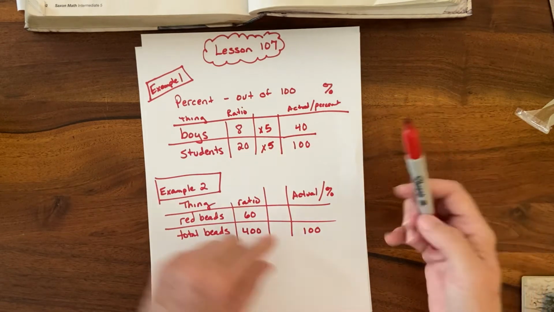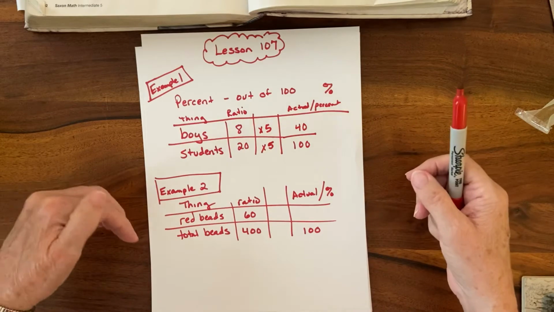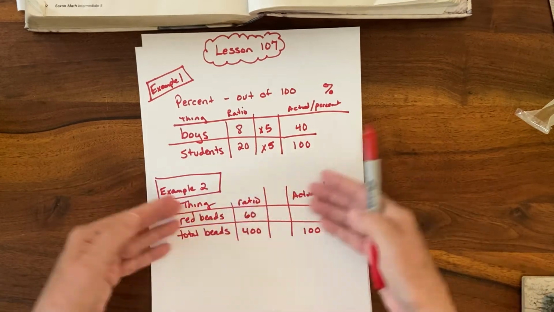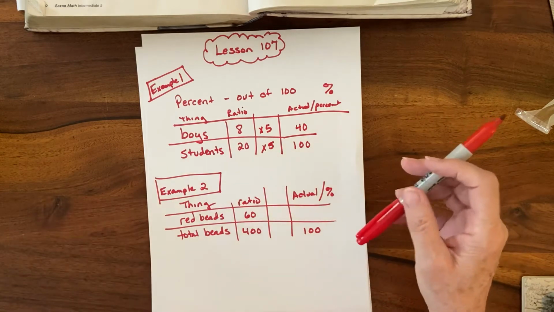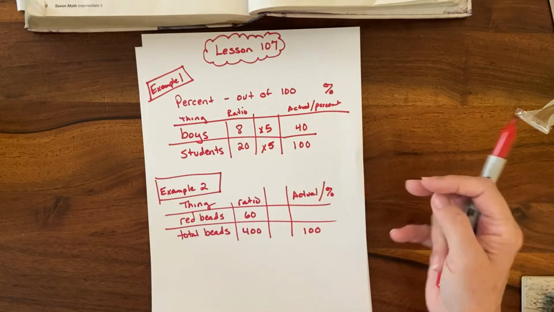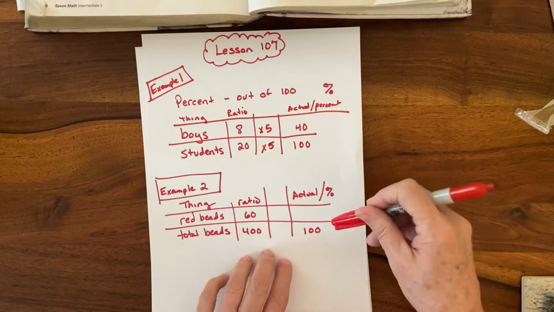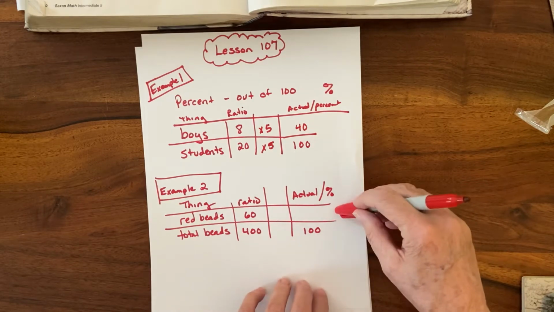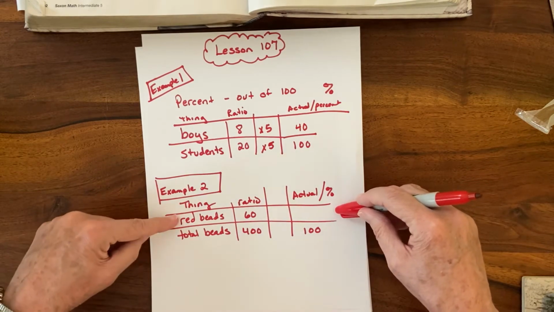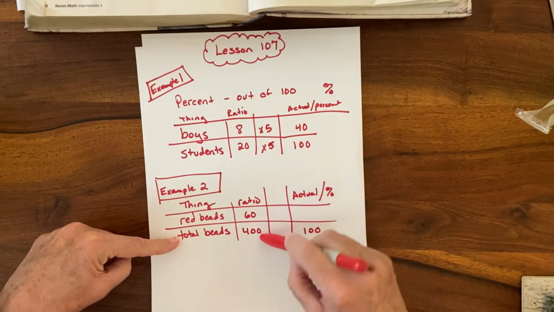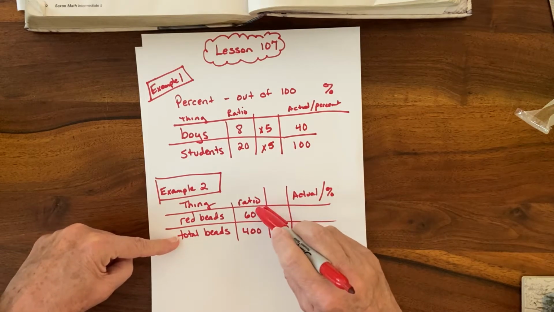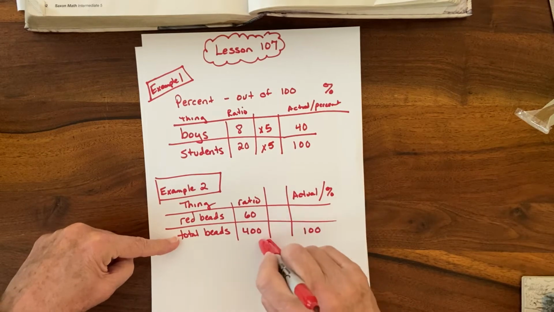Okay, let's do the same thing with example 2. They have red beads and total beads. I love my ratio charts. I can use them for so many things. You'll see on the next example, we won't be able to use them, but if it works well, it is a beautiful thing. Okay, so I have red beads and total beads. 60 red beads, 400 total beads. What percent is that, 60 out of 400?